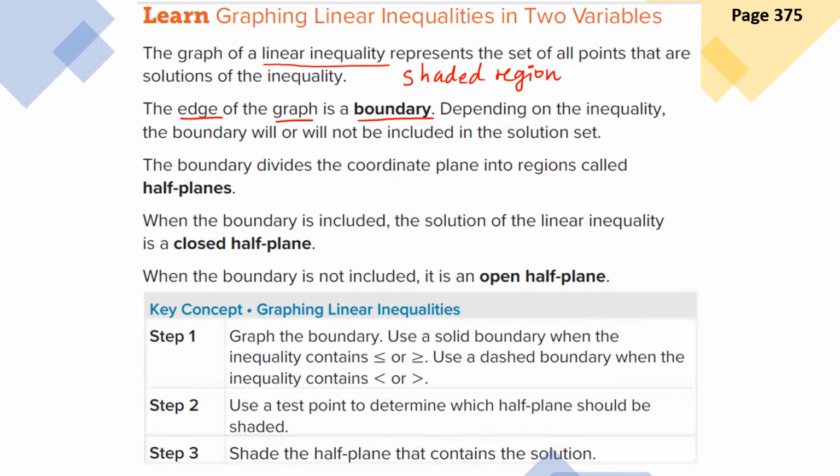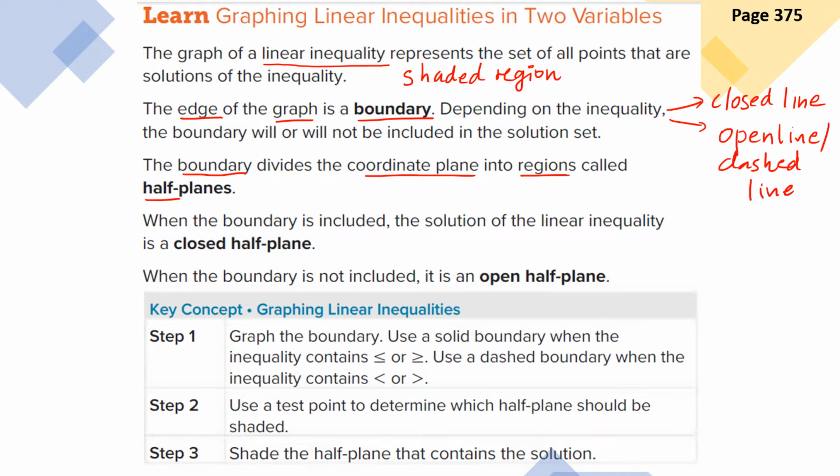Now this boundary can be of two types. It can be a closed line or a closed boundary, or it can be an open line or a dashed line, which is going to give you the open boundary. Accordingly, there will be two half planes, closed half plane and open half plane. The boundary divides the coordinate plane into regions called half planes. So there will be two parts, one can be smaller, one can be bigger. They're not exactly half actually, but yes, they are called half planes.